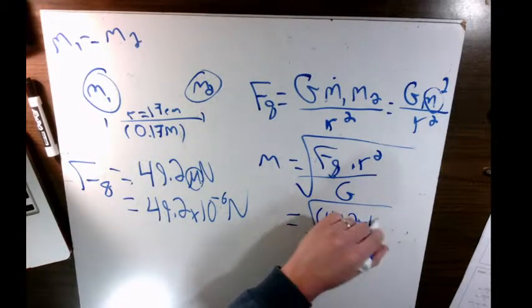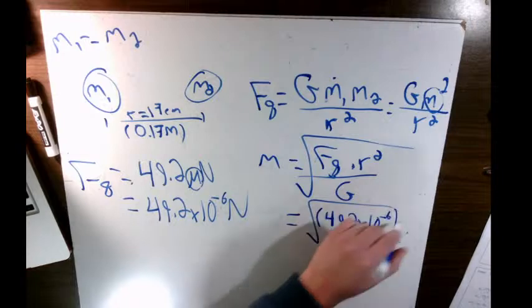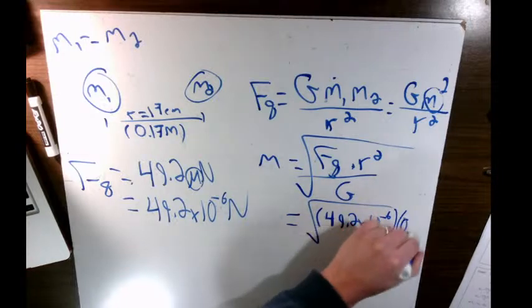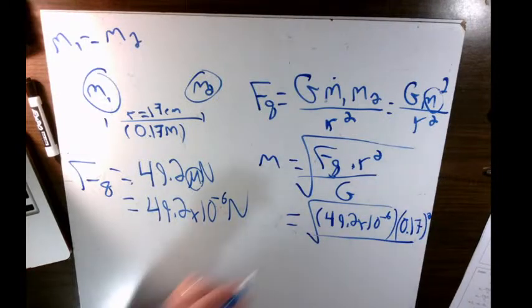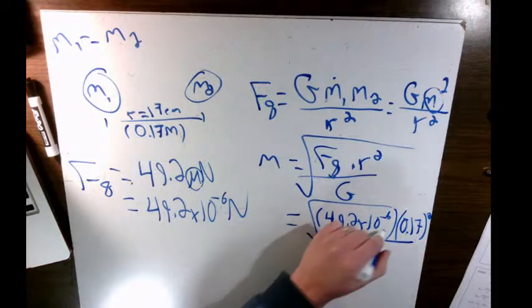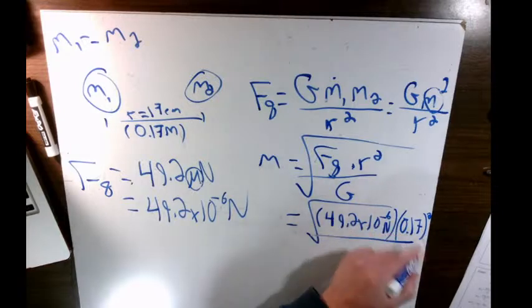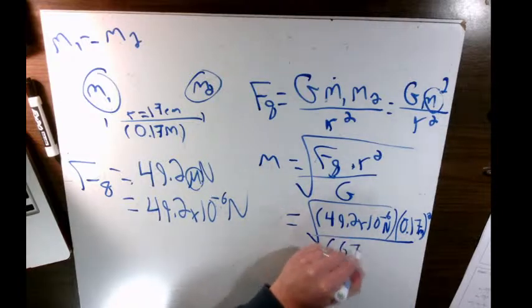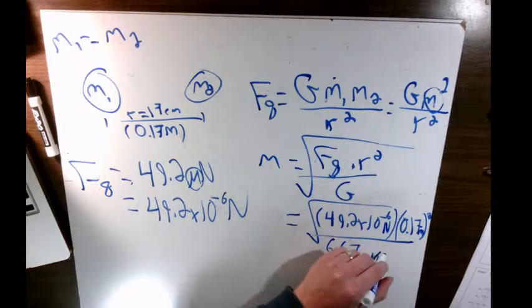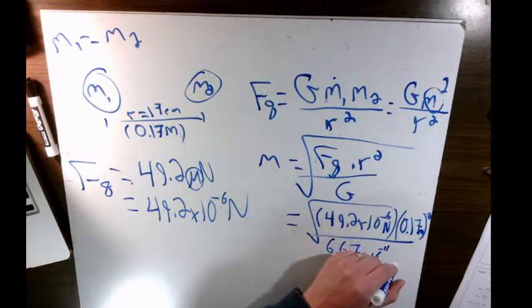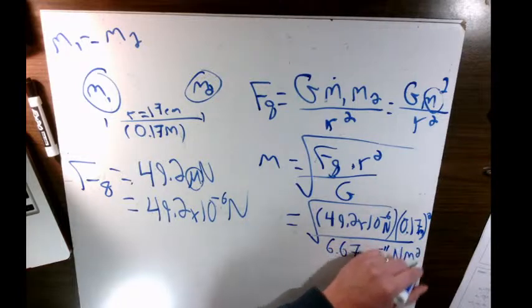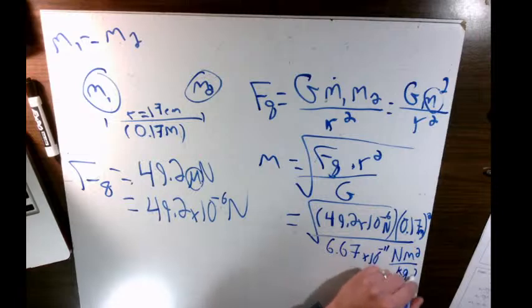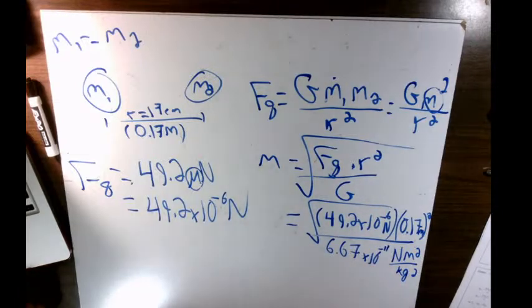49.2 times 10 to the negative 6 times 0.17 squared. So this would be in newtons, this would be in meters, becoming meters squared, and our gravitational constant 6.67 times 10 to the negative 11, and that would be Newton meter squared per kilogram squared. So that's all being square rooted.